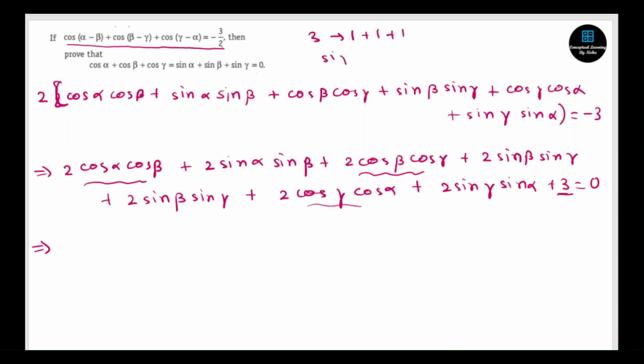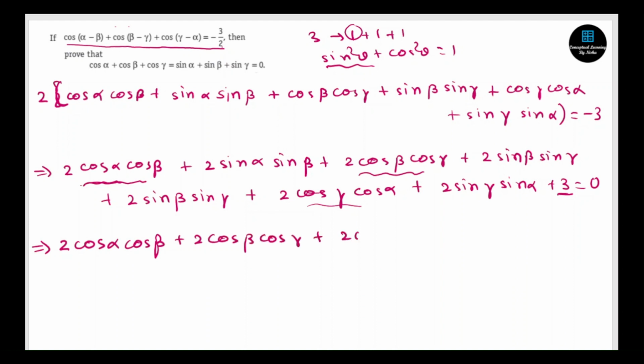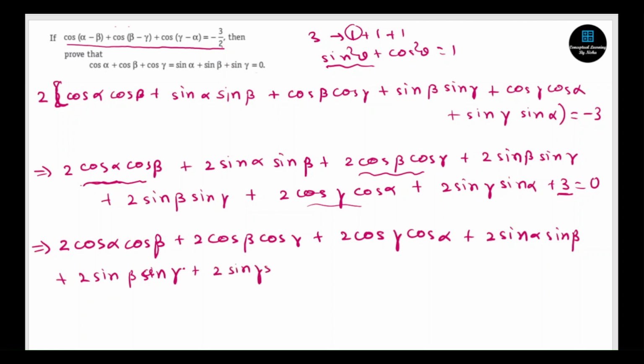Now we know that sin square theta plus cos square theta equals 1. So now what I'll do, I'll just replace this 1 as cos square plus sin square. First of all, we'll just write this, okay? Plus 2. I'll bring all the cos terms together. 2 cos beta cos gamma plus 2 cos gamma cos alpha. Now same way for sin. Sin alpha sin beta plus 2 sin beta sin gamma plus 2 sin gamma sin alpha.